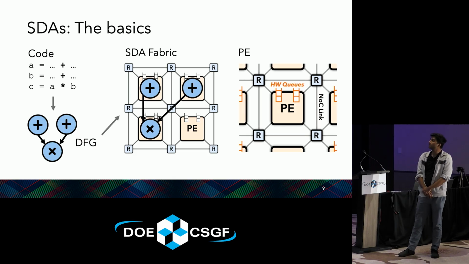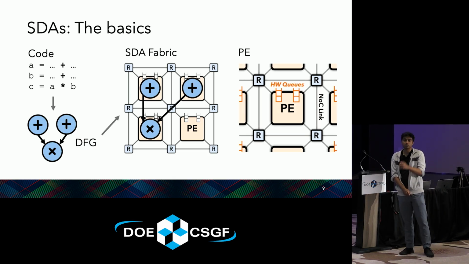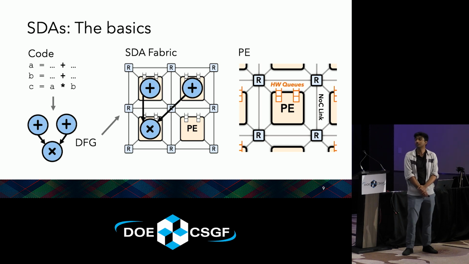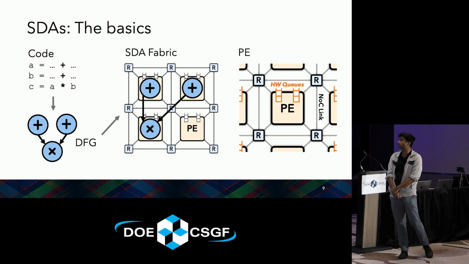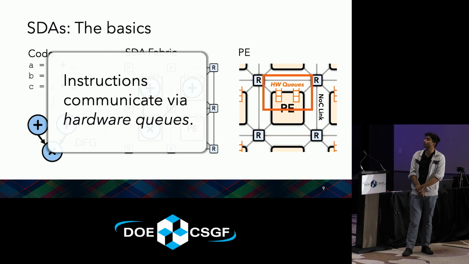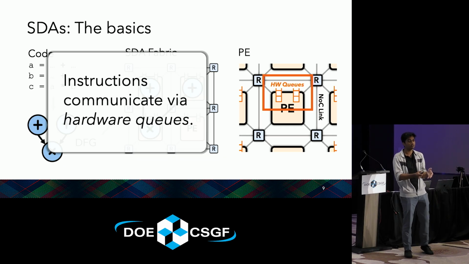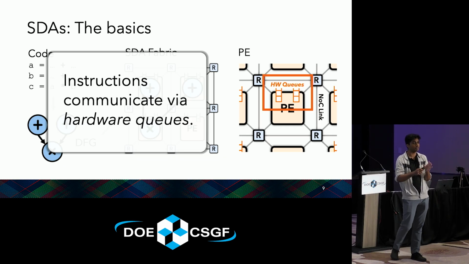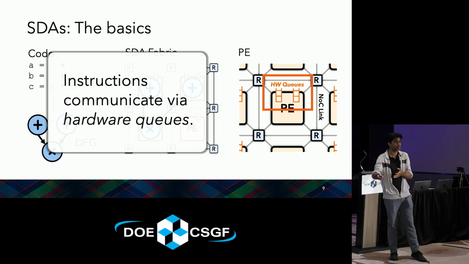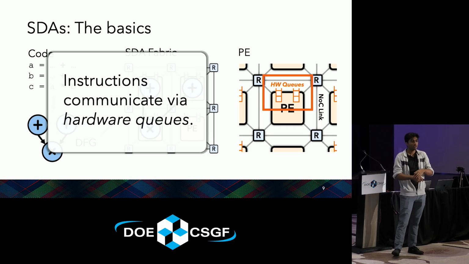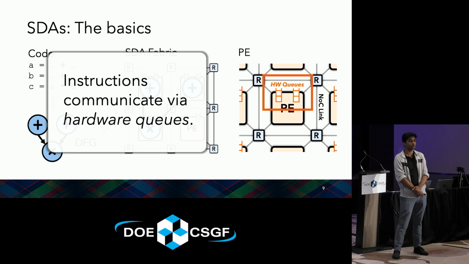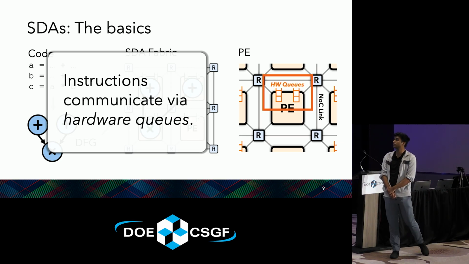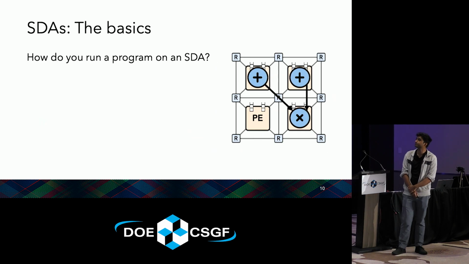And if we zoom in a little bit, we'll see that each PE has these queues that are managing all the inputs of all the instructions that are communicating to each other. And this is super important because this communication is the key to handling all of the energy efficient components of the SDA. We don't need something like a register file, we don't need fetch and decode. Data values can just flow through these hardware queues and everything is managed automatically. And so this is an important point to keep in mind for later.